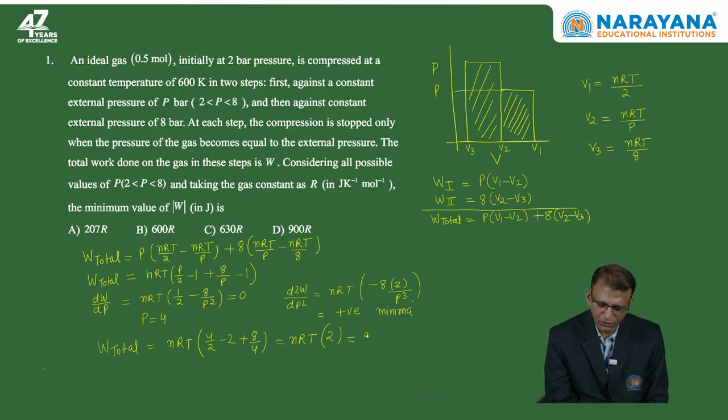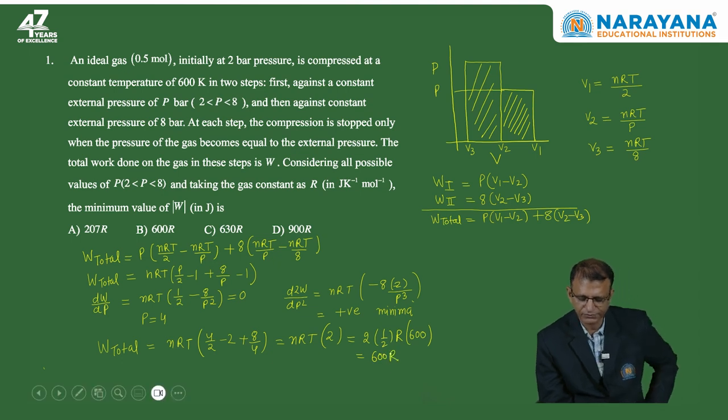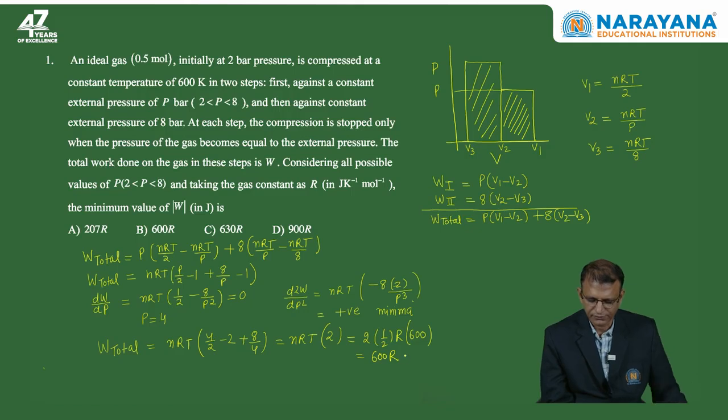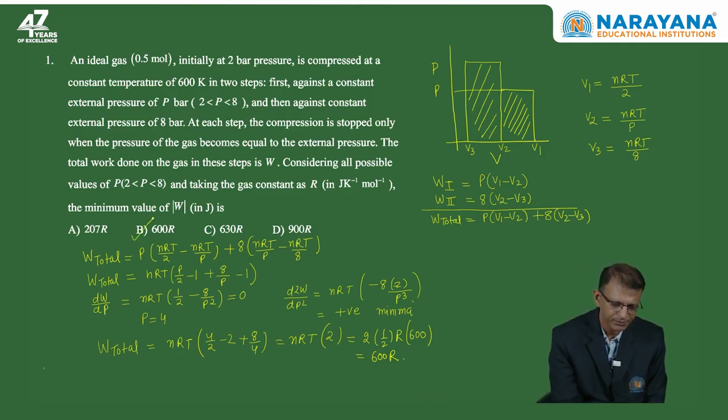If we put now the number of moles equal to half, we have to write in terms of R, and temperature throughout the process is 600 Kelvin. From this, we are getting that this value is equal to 600 into R. So answer for this will be B. Moving to the next problem.